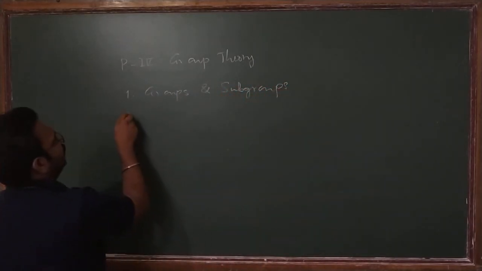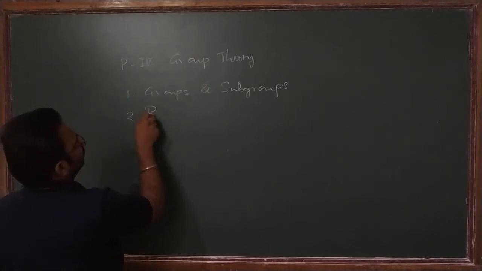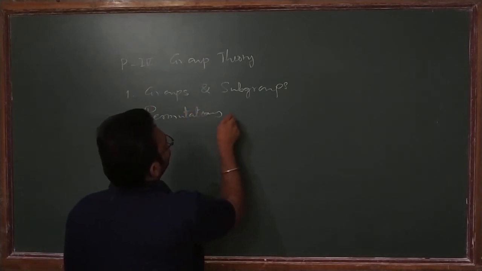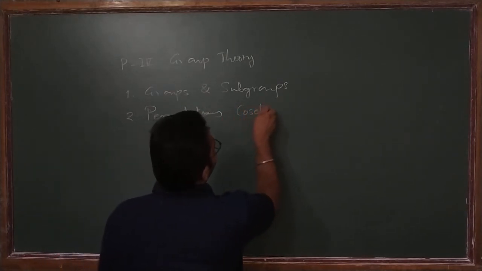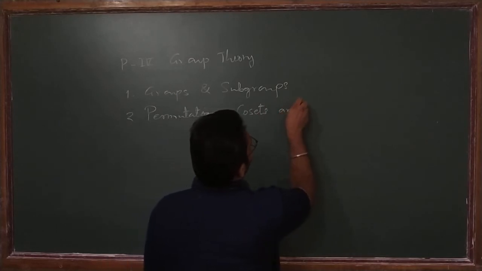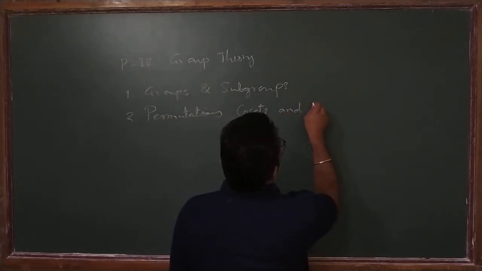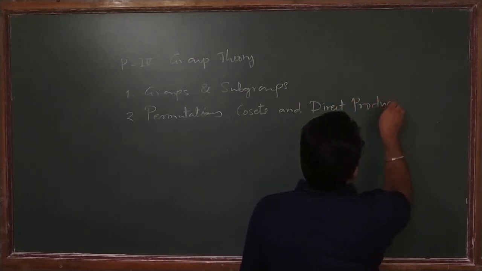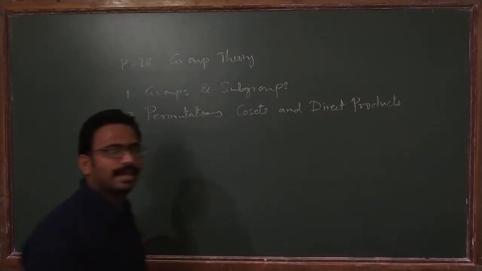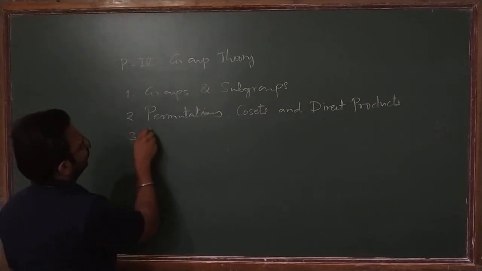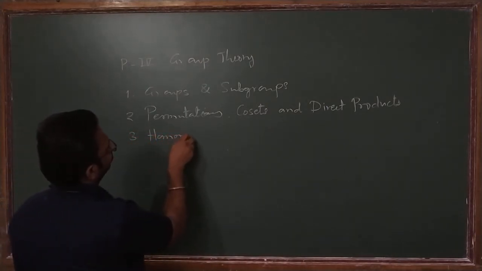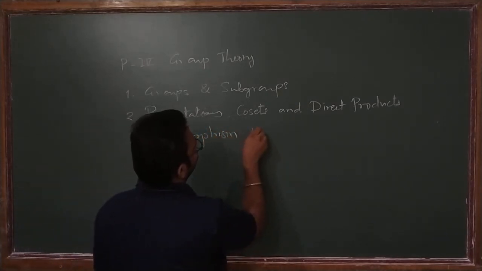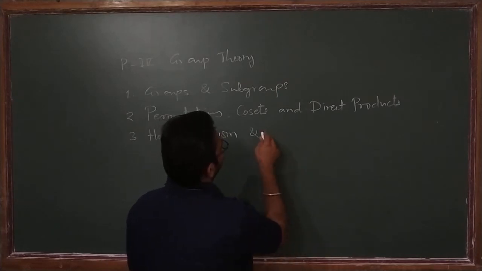Chapter 2 is permutations, cosets, and direct products. The last and third chapter is homomorphism and factor groups.